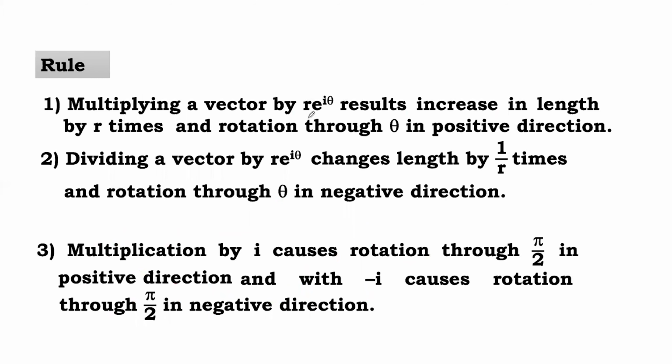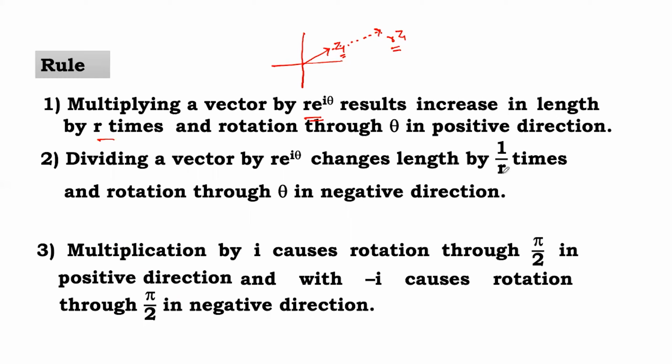Multiplying any vector by r e to the power I theta results in a change in length by r, right? If I'm multiplying any complex number, let this be some Z1, with some r, it means I'm increasing or decreasing the value of Z1. So r Z1 might be this one or maybe less than this. It depends on whether r is greater than 1 or less than 1. If I'm assuming r is greater than 1, then 100% this Z1 will go to some point, which will be r Z1, right?